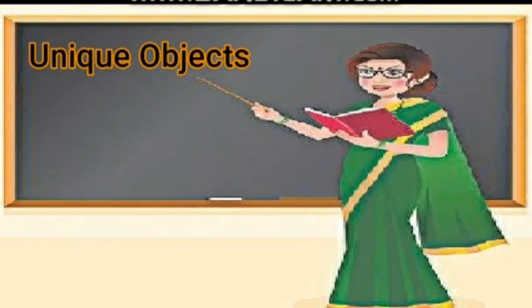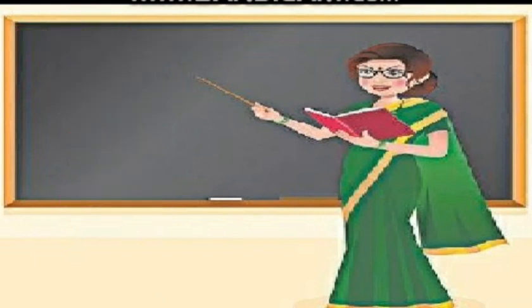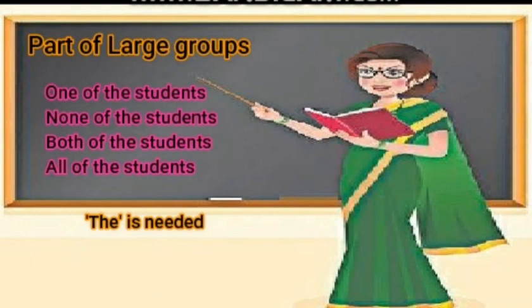Next, when we are talking about unique objects: the earth, the human race, the world, the moon, the sun, the universe, they need "the". Next, part of a large group. For example, one of the students. Students is a large group, and I say a part of it. So one of the students, none of the students, both of the students, all of the students. So in this place, "the" is needed.